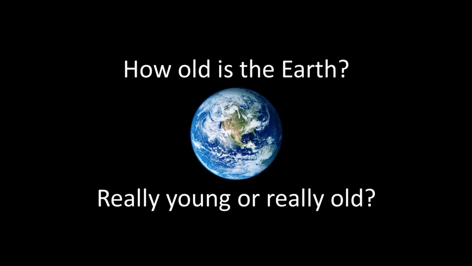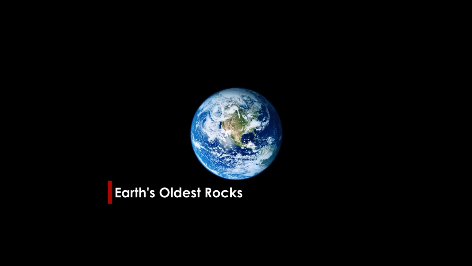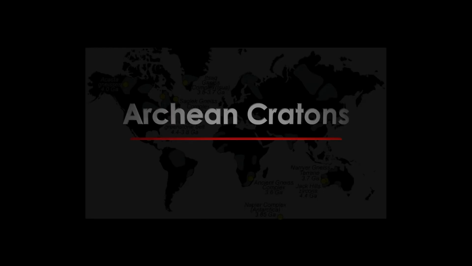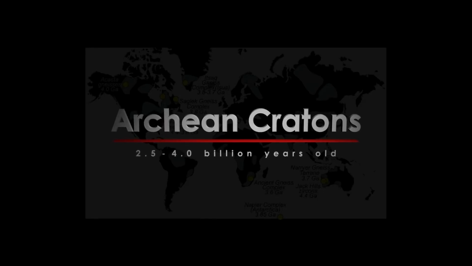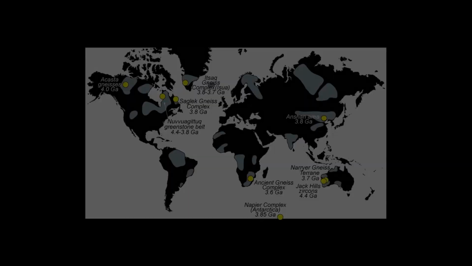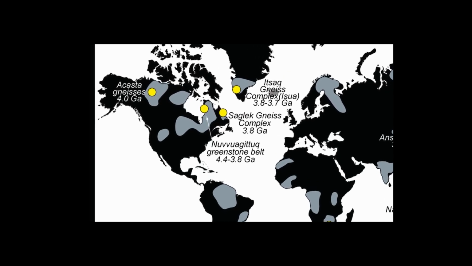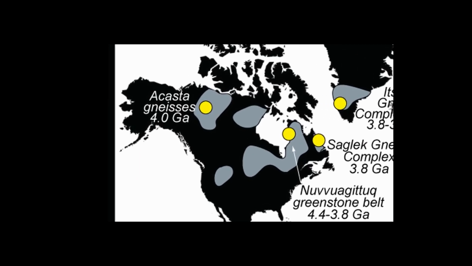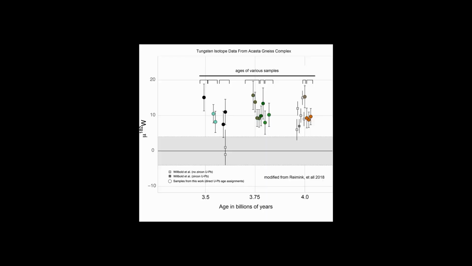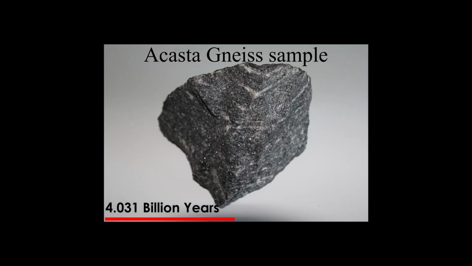Let's look at 4 key pieces of evidence that support the theory that our planet is over 4.5 billion years old. To find Earth's oldest rocks, we will need to look at Archean cratons. These are massive remains of early crust produced by Earth. The oldest rocks found within these cratons are in the Acasta Gneiss complex of Canada. By measuring the ratios of uranium, geologists have dated these rocks to an age of 4.03 billion years.